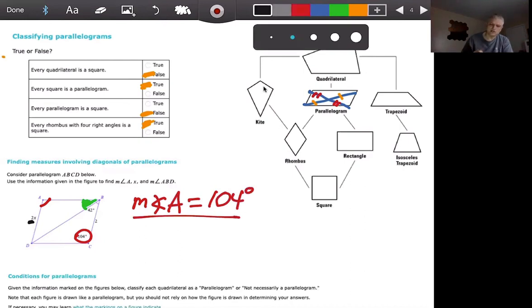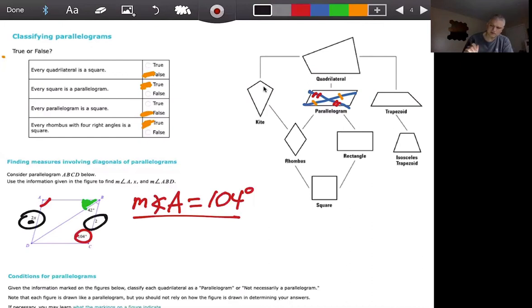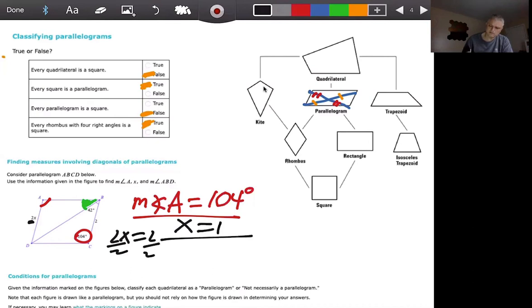This next one I think is the easiest one. That's finding X. It's a side. The only thing you know about parallelogram sides is that opposite sides are parallel, which has nothing to do with how long they are, and opposite sides are congruent. So that means that this side must be congruent to this side, which means that 2x must equal 2. So if 2x equals 2, divide by 2, and you get x equals 1. Told you that was simple.